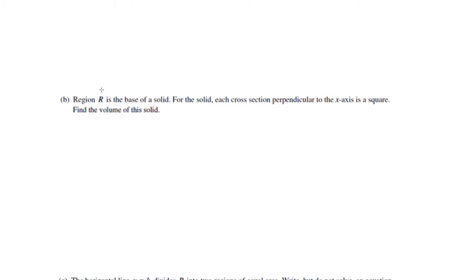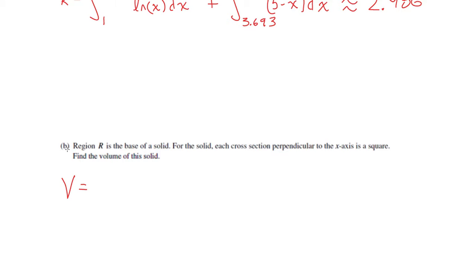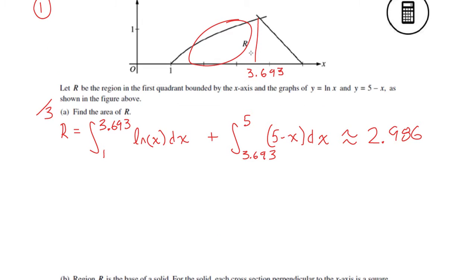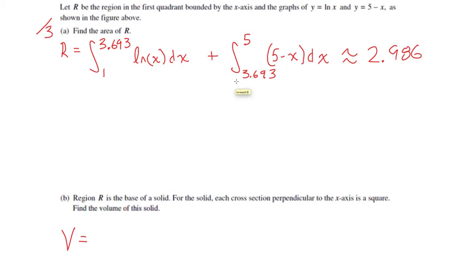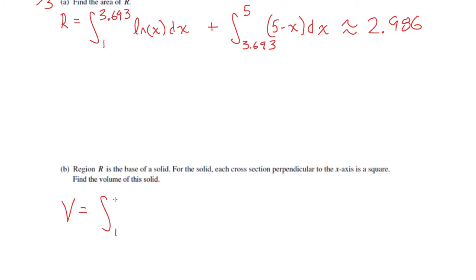Okay, volume with R. So notice with volume, I think most of our mistakes were we didn't keep them separate. We have to rotate individually this section and individually, well, it's not rotating, it's individually this section is turning into squares and individually this section is turning into squares. So I basically take this function but square it, this function but square it. So the answer here is going to be integral between 1 and 3.693 of natural log of x. That function, it's not being rotated, it's just square. That's going to be dx.